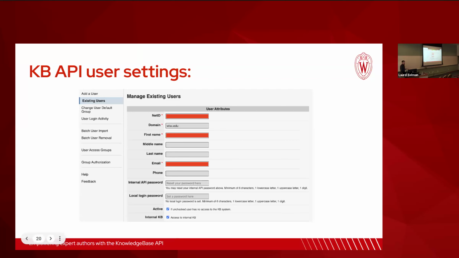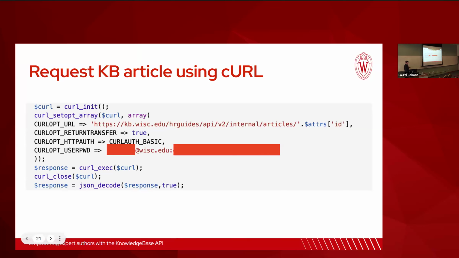Then what we did is we created a user in KB that became the credentials that our application used to connect to the API. And then once we had the credentials and we had the allowed APIs, we were able to start pulling requests from the KB articles. To do this, as you can see in this code snippet, we use curl. We're a WordPress website. It's PHP, so we use curl.